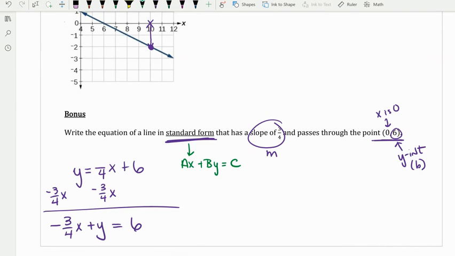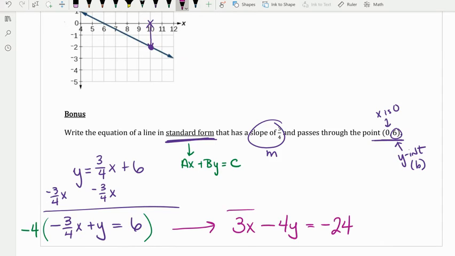And then the other catch here is for standard form, I want my first term to be positive, and also I can't have any fractions. So I'm going to take this whole equation and I'm going to multiply it by -4. That way I get rid of my denominator and I make that first term positive. So then that means my standard form, -4 times -3/4 would give me a positive 3x. -4 times y would give me a -4y equals -4 times 6 gives us -24. So that is our standard form of that equation.